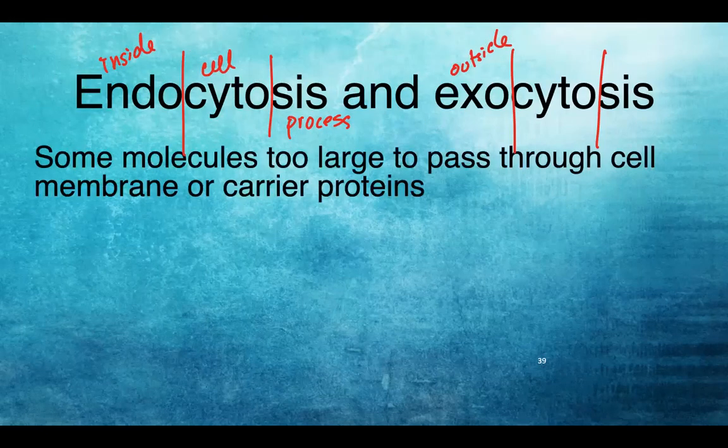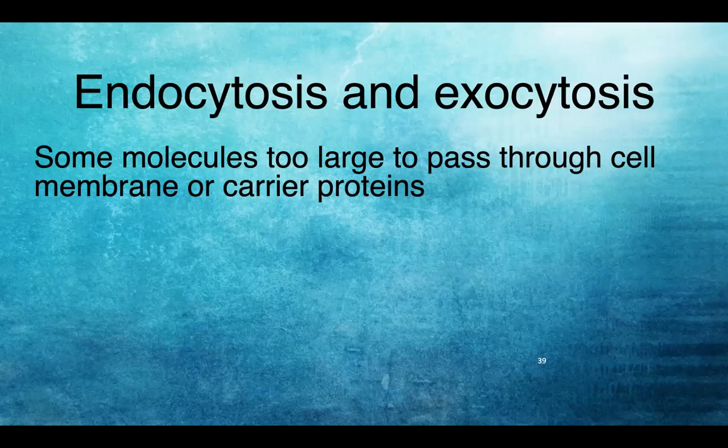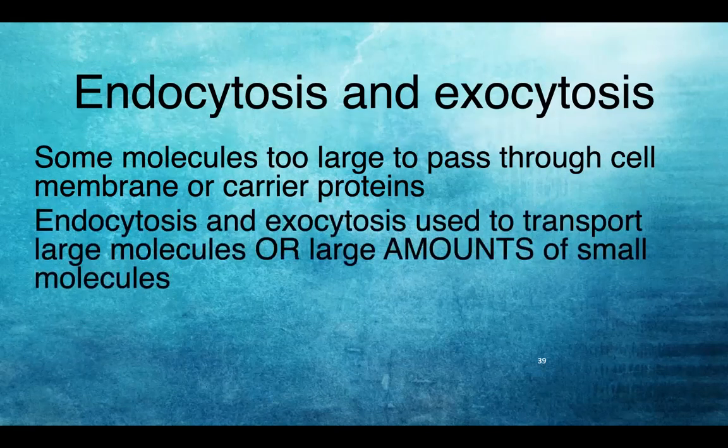You have actually already seen endocytosis and exocytosis in action. You just didn't know what they were called. And I actually might have mentioned it, I'm not sure. But anyway, some molecules are too large to pass through the cell membrane or the carrier proteins. Or sometimes your cell wants to bring in large amounts of a substance that are not going to go through the lipid bilayer, or it's too much to go through the carrier proteins. So these are used to transport either large molecules or large amounts of small molecules.